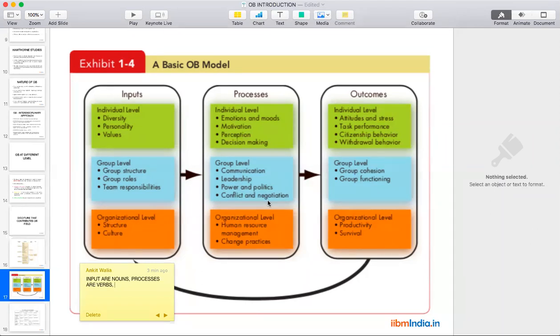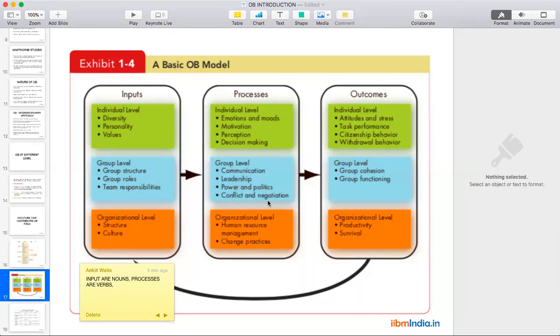So outcome may be positive, may be negative. It totally depends on the behavior of an individual. Clear? Now the group level. Group level may be group cohesion. Cohesion is basically all about their bonding, their association. Group functioning is all about how the group actually performs in different situations, under different leadership, under a different atmosphere or environment in which they are working. That is about the outcome at the group level.